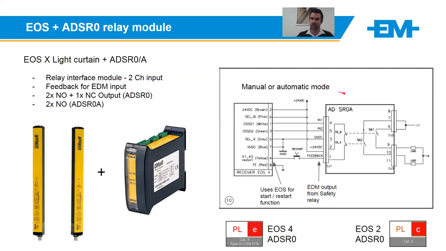This safety relay doesn't have any built-in control start or restart functions. Again, it relies on the light curtain's restart or manual restart functions. So it's a great, economical option if you want to add a relay output to your light curtain system.